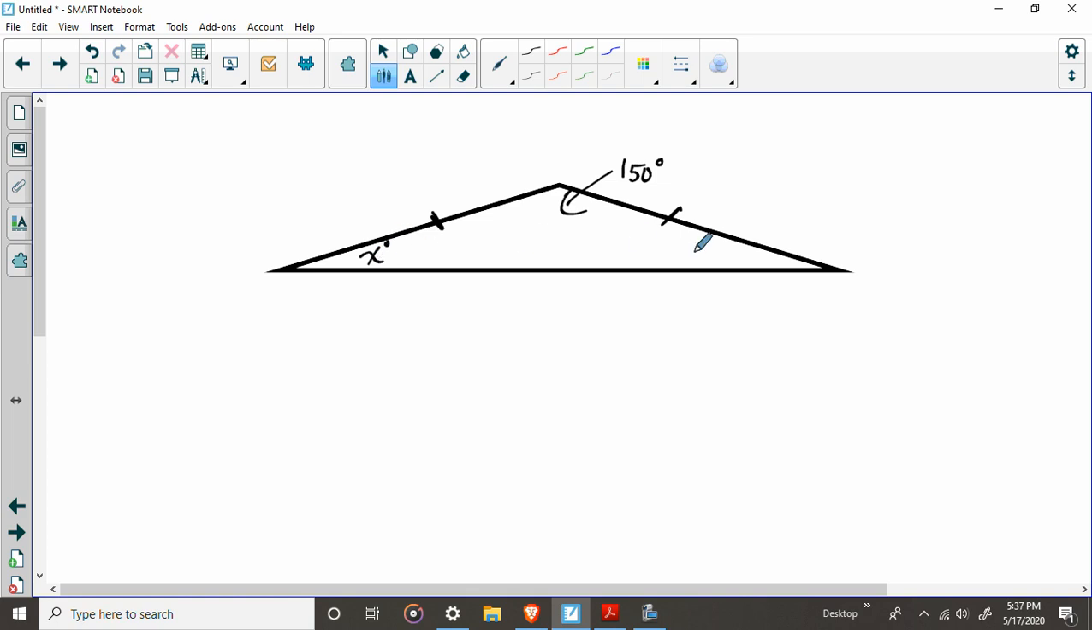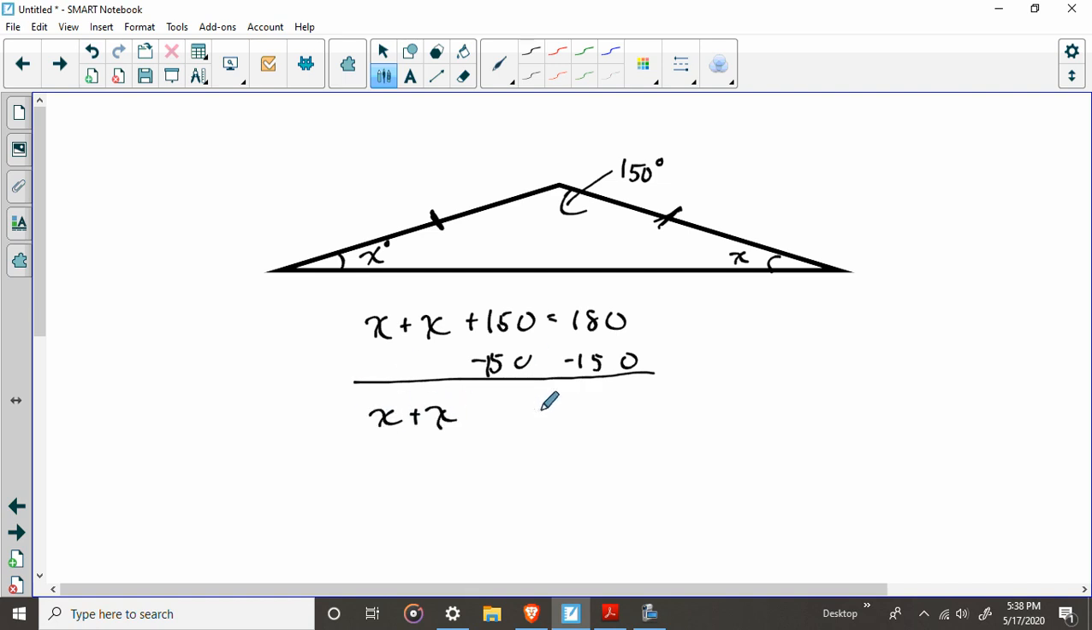Well, it looks like you have too many missing parts, but remember, in an isosceles triangle, if these sides are the same, these two angles are the same, okay? So I have 2 x's plus 150. So I know that an x plus another x plus 150 is equal to 180. Again, I'm going to subtract 150 from both sides, and I'll find out that x plus x is equal to 30. Well, what number plus itself makes 30? That's going to be 15, right? So x has to equal 15.